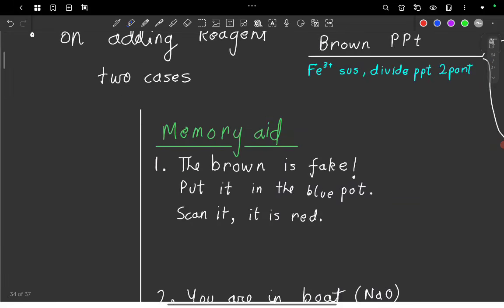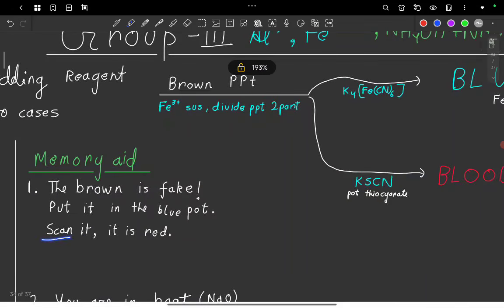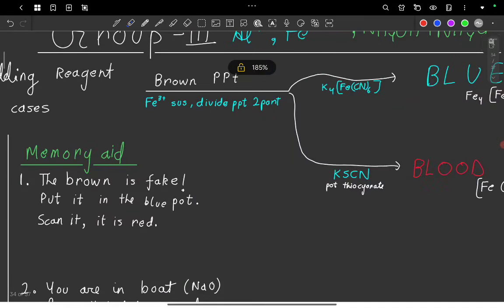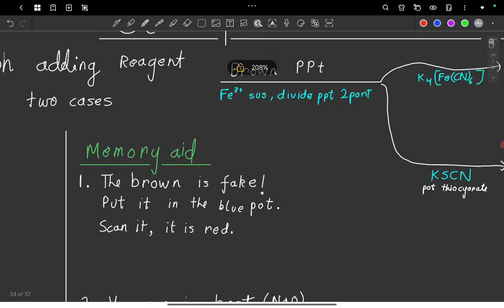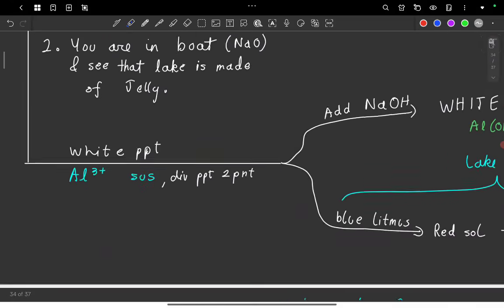That was the result of the first test. And scan it, it is red. Using scan, you have to remember SCN. And red, of course, you have to remember blood red. This is basically you found a brown substance. And you said, no, this brown is fake. I will put it in a blue pot. And then I am going to scan it. Okay. So this story is used to remember the Fe3 plus test.